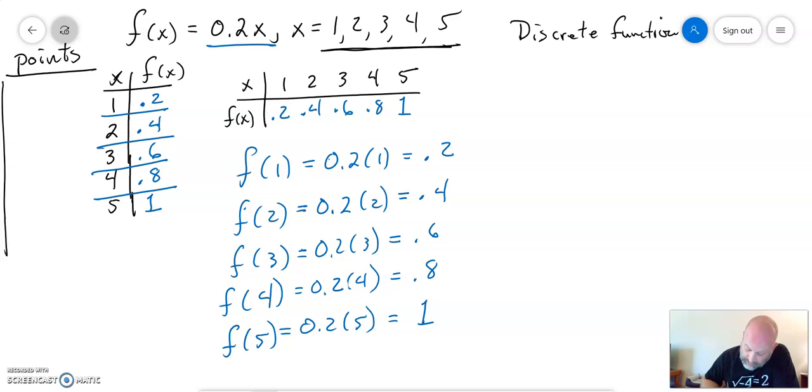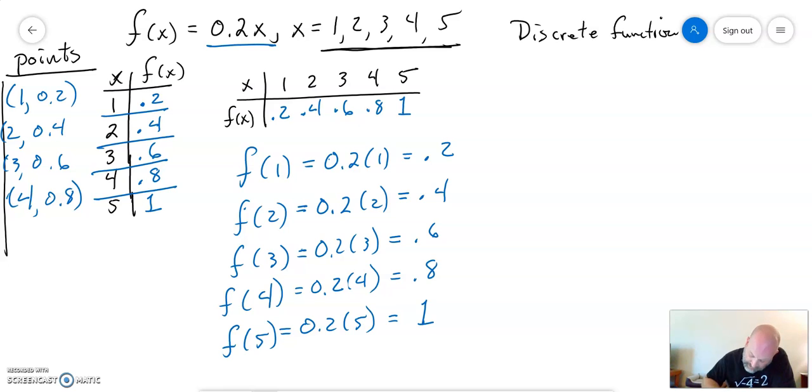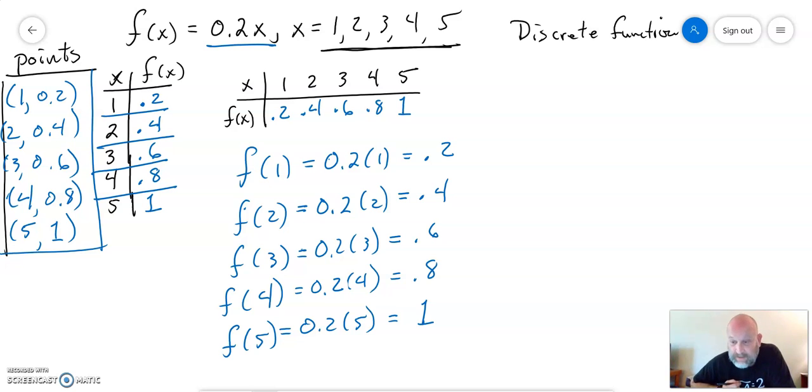The points that I'm getting are exactly from this. f of x can be thought of as y when it comes to the coordinates. And so this is the point (1, 0.2), and then (2, 0.4), (3, 0.6), (4, 0.8), and (5, 1). Let's go ahead and close those up. So I'm basically finding all my points, and these 5 points are what your homework is going to be asking about.